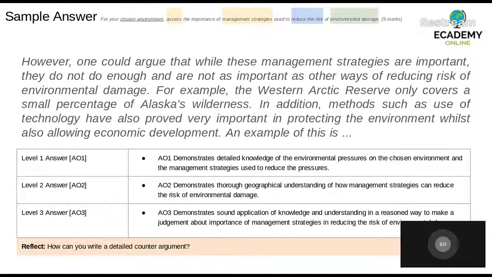So the key thing to remember is you've got to come up with a counter argument. Generally for 9-mark questions, if you're asked to assess something, you've got to talk about not just that particular thing and why it's good, but you might want to come up with some other arguments which are different to the premise of the question.